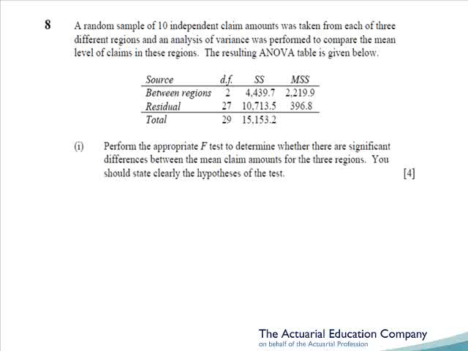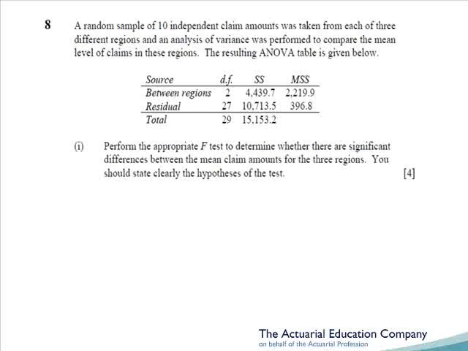Question 8 tests analysis of variance from chapter 14 of the note. And it's identical, and by identical I mean the same numbers, as the ANOVA question in April 2003 question 10. However, in part 1 of this, where we're carrying out the analysis of variance test, we get more marks and actually have to do less.